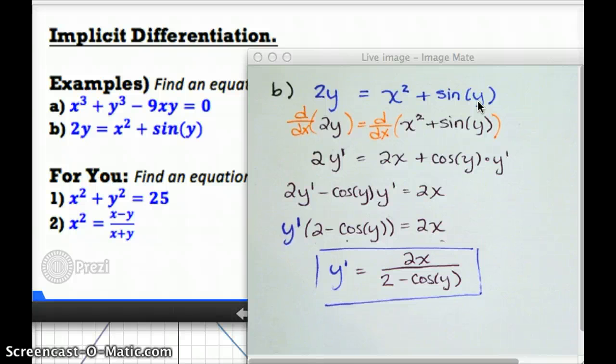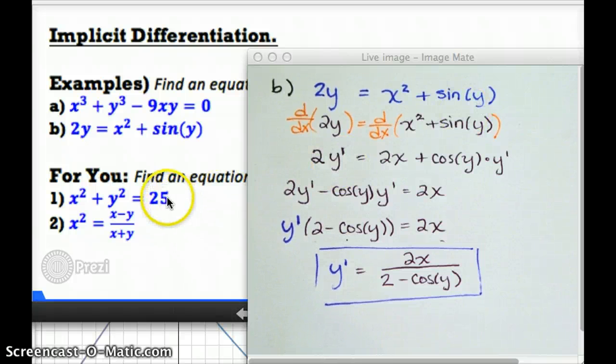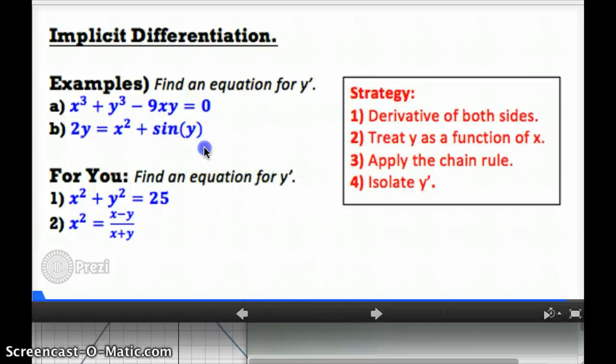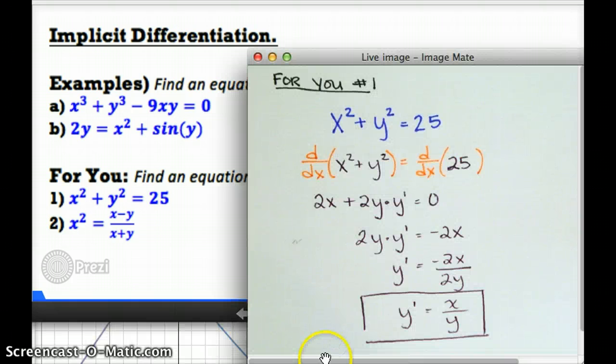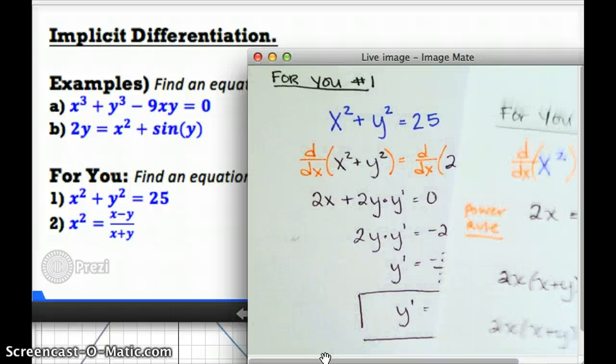It's kind of funky. All right, you have a job. Two for you to do. Same thing, find an equation for y prime. When you press play, I'll show you the answers. Here's number 1. And pause to make sure you have all the steps. And here is number 2.